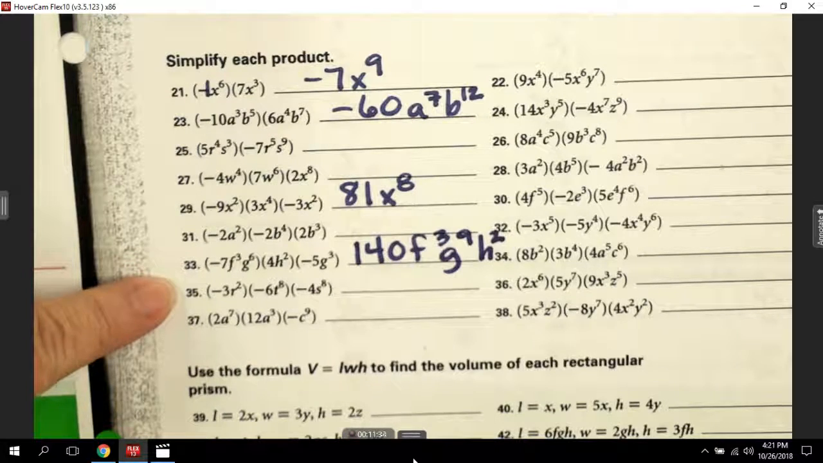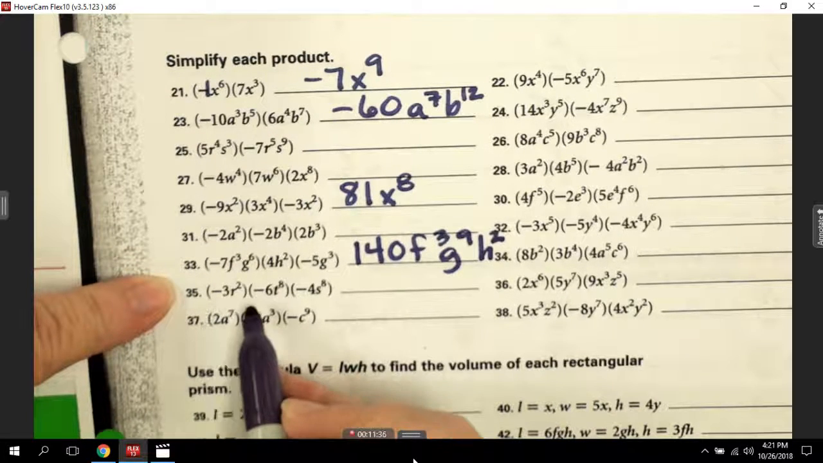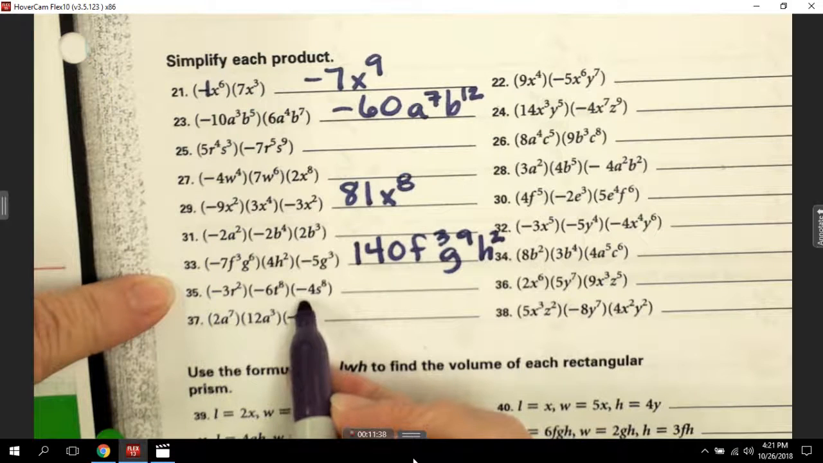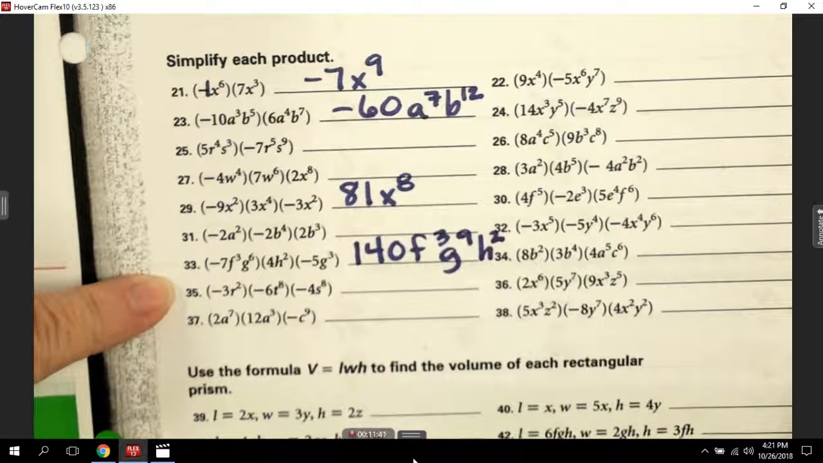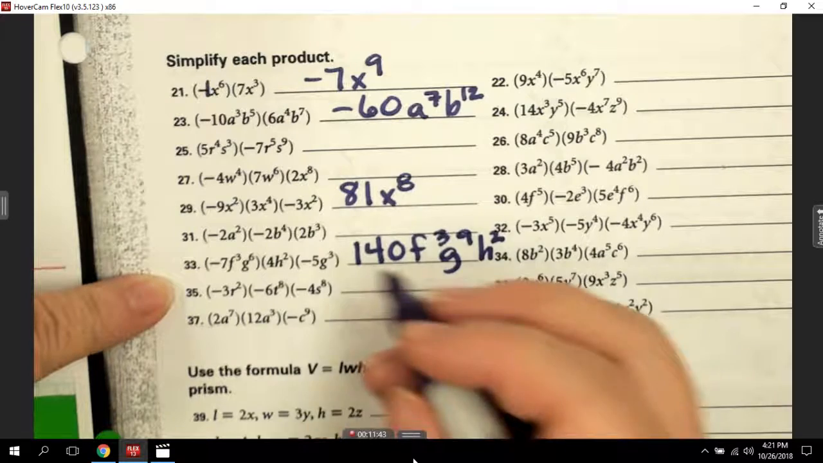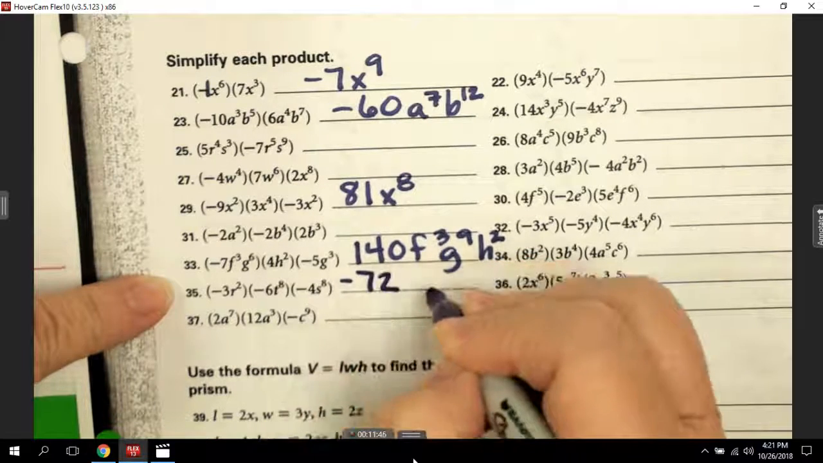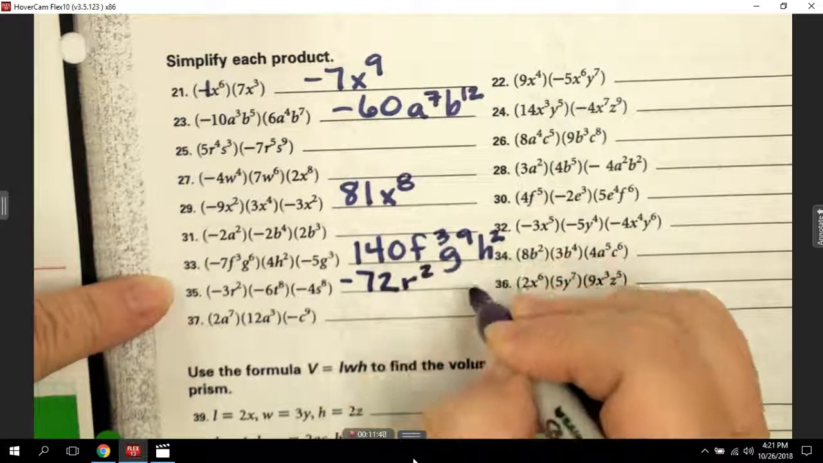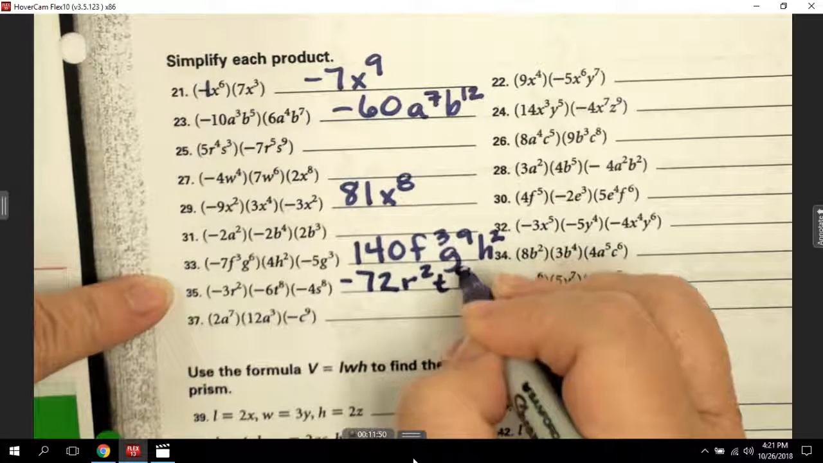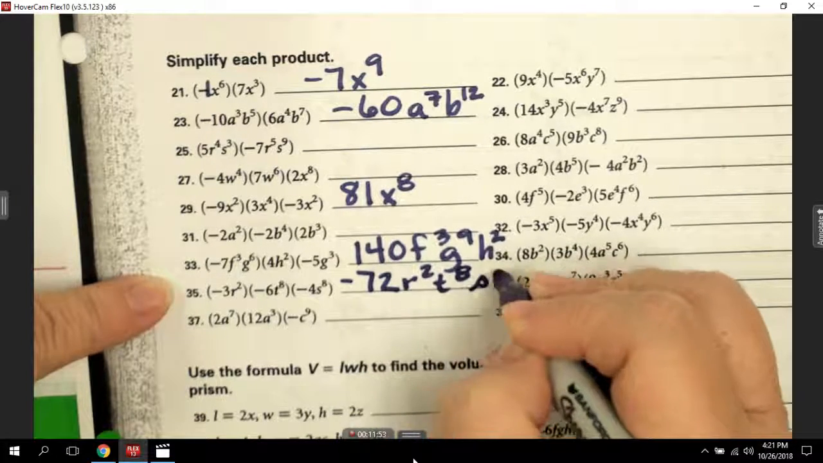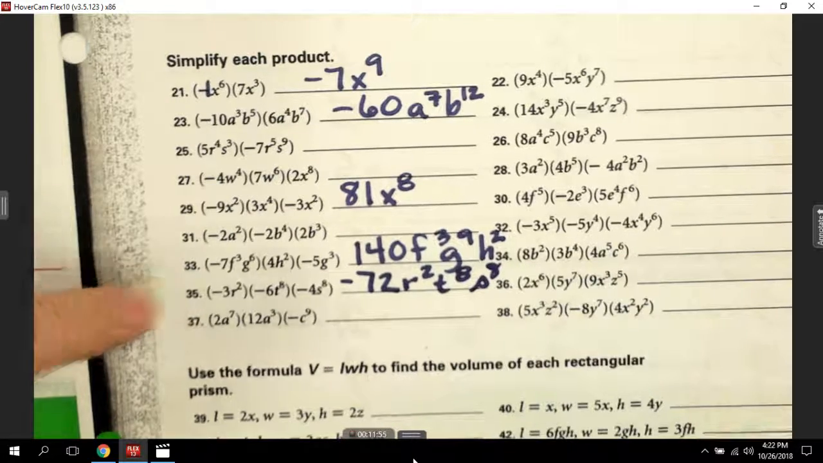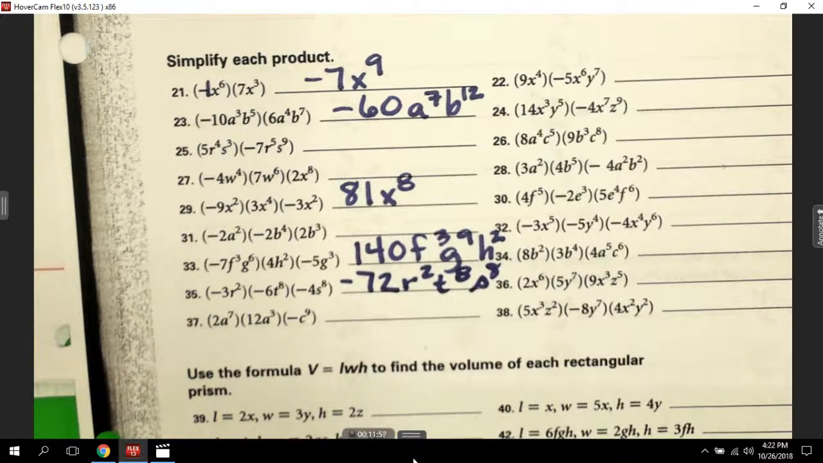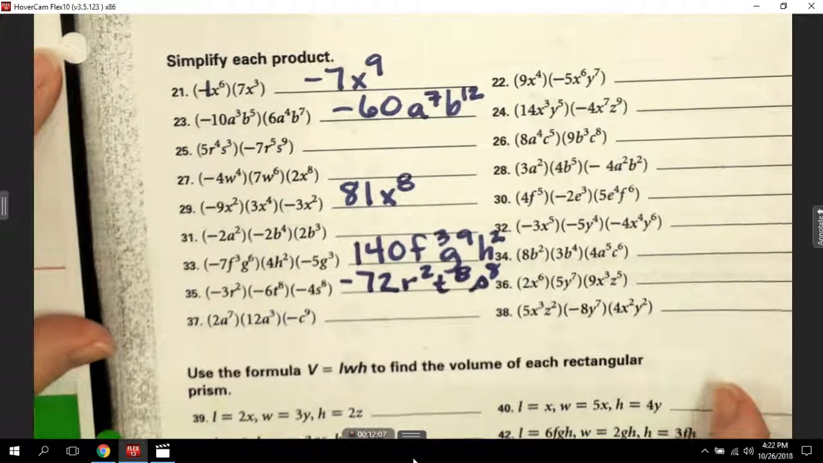Number 35, we've got negative 3 times negative 6 times negative 4, and that's going to be negative 72, r to the 2nd, t to the 8th, and s to the 8th. Normally, if you were to do practice problems in a textbook and check them in the back of the book, the variables would be listed in alphabetical order. Right now, as long as you've got the right variables with the right exponents, I will not count it wrong.